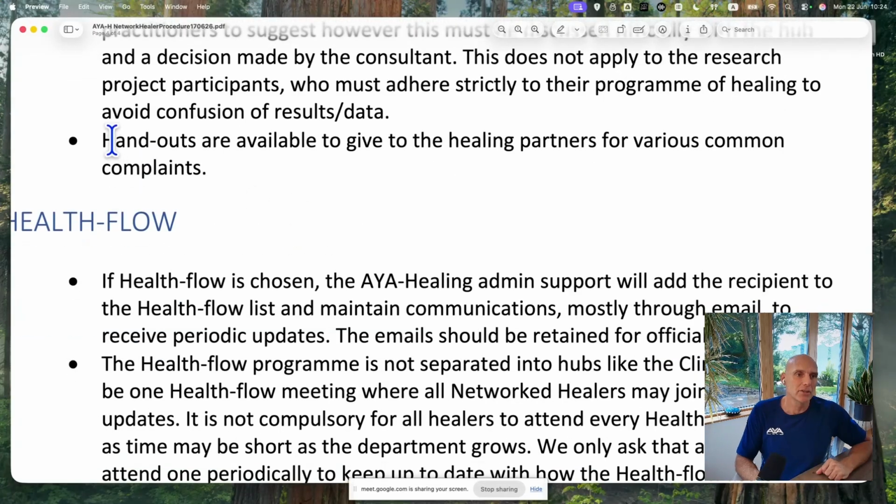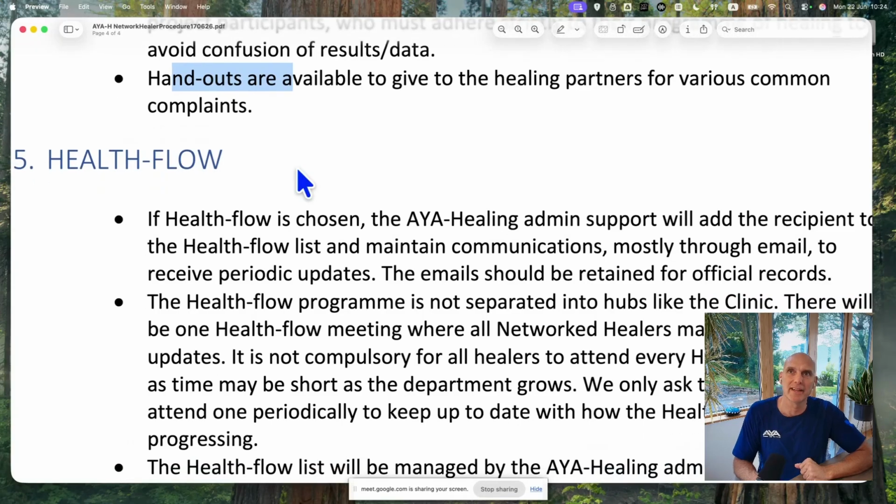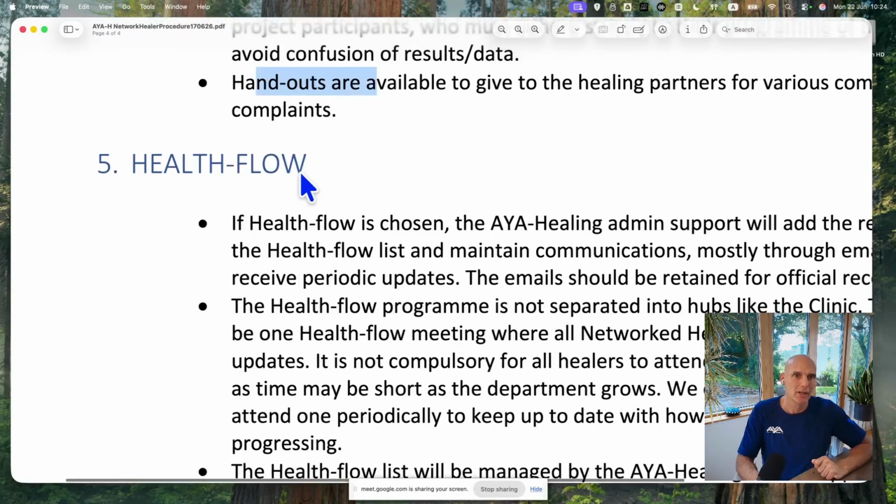All right, last point here in the clinic, there are handouts available to give to the healing partners for various common complaints and other types of information like nutrition information and things like that. So we do have a list of handouts that are easy to email to somebody, and it gives them various information about different topics. So basically, we're trying to do all the work, and anything that's general, the work's been done already, and all you have to do is go and find it and send it to the healing partner.